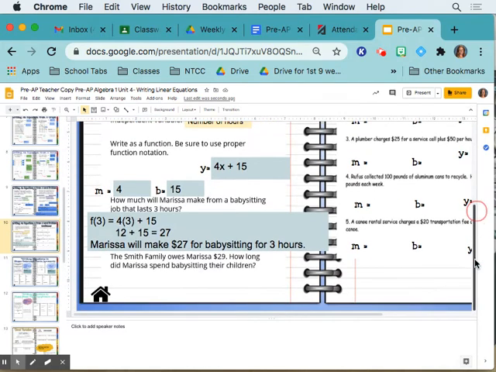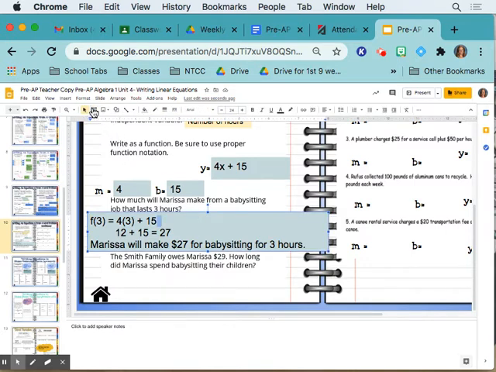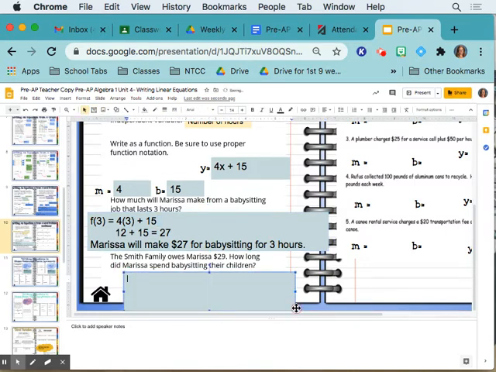Okay, the last one on this page. The Smith family owes Marissa $29. How long did she spend babysitting their children? So how would we figure out that? 27 is 3 hours, so another hour will be 31, something like that. And then half of it is 3.5. Yeah, great reasoning. Yep.